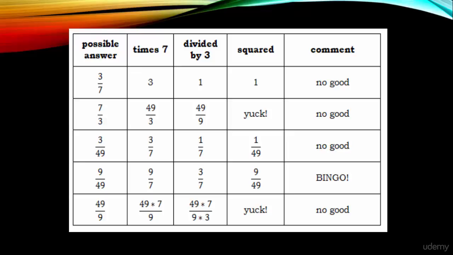49 by 9 times 7, 49 into 7 by 9. You wouldn't need to multiply that because you know that it wouldn't give you the answer. 49 into 7 by 9, into 3 after you divide by 3. If you square it, that would be useless.